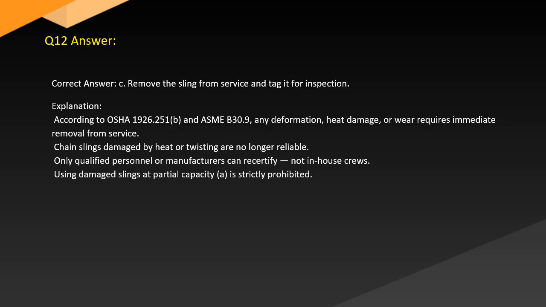Answer. Correct answer: C. Remove the sling from service and tag it for inspection. Explanation. According to OSHA 1926.251(b) and SMP.9, any deformation or heat damage requires immediate removal from service. Chain slings damaged by heat or twisting are no longer reliable. Only qualified personnel or manufacturers can recertify, not in-house crews. Using damaged slings at partial capacity, A, is strictly prohibited.